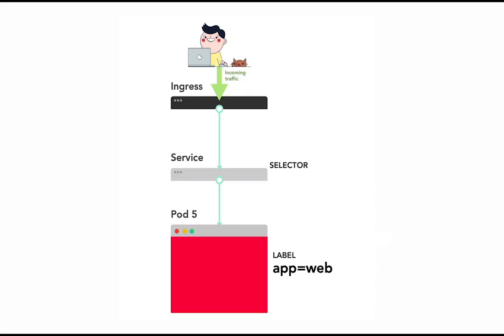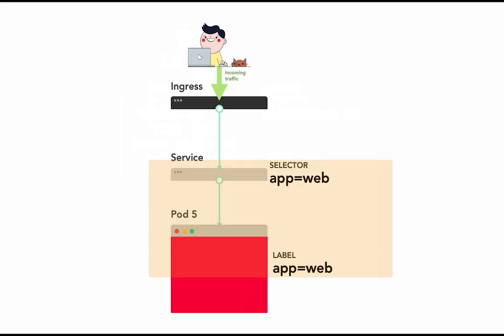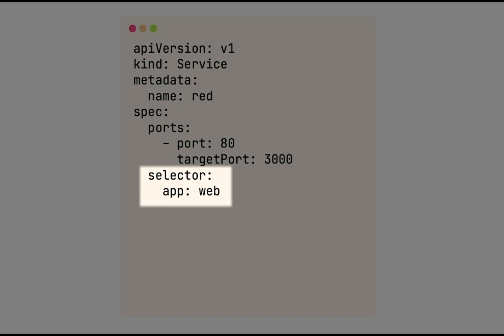Now the service needs to know which pod it is selecting based on the label, and it has a selector property, which is set to the same label as the one on the pod, app equals web. So not only do the ports have to match, the labels and the selectors have to match too. And we define this in the service YAML. You can see we have a selector block, and we have written in there the label we want the service to target.